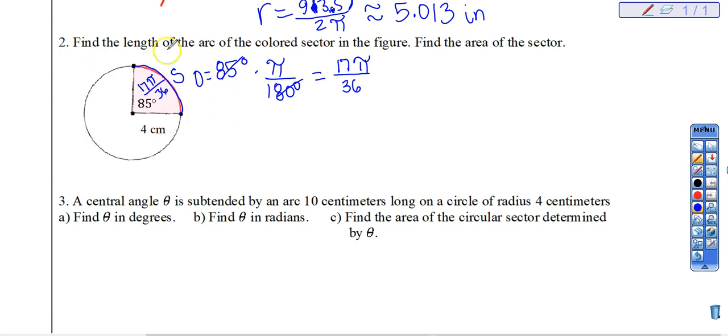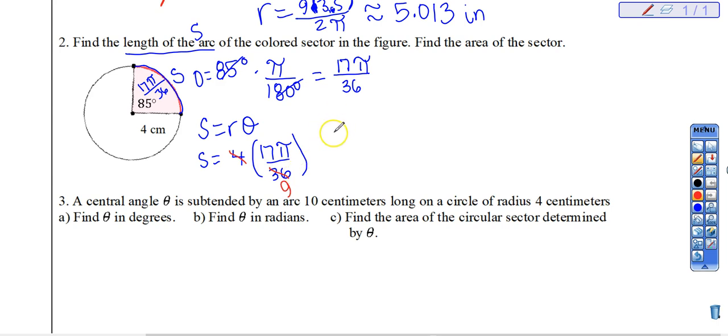Now we need to find the arc length. So we need S. So we want S equals radius times theta. Here we go. S is equal to radius 4 times 17 pi over 36. Quick cross simplification. 4 goes into 36 9 times. So we get the arc length is exactly 17 pi over 9 centimeters. However, that's not a very friendly answer.